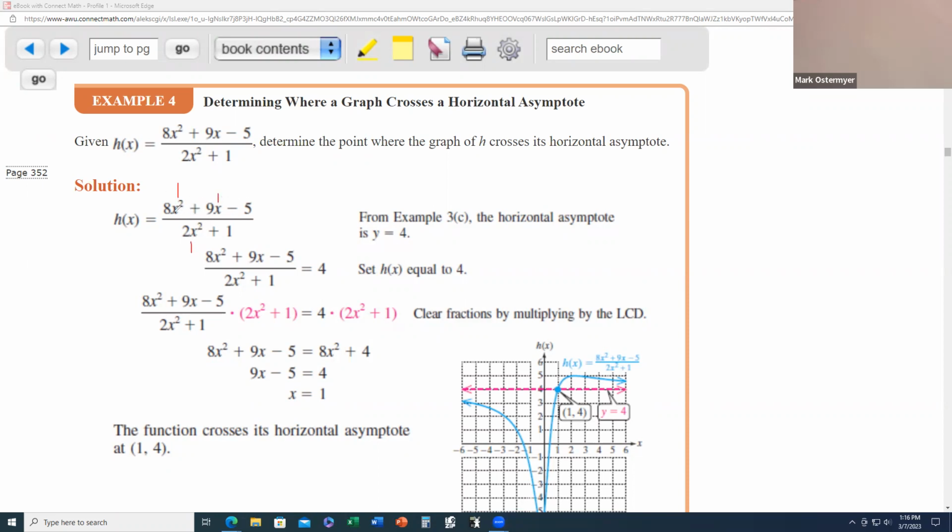Okay, so you're going to have 8 times 1 squared plus 9 times 1 minus 5. That's going to give us what? 12 for the numerator. And then you put 1 in for the denominator. 2 times 1 squared is 2 plus 1 is what? 3. 12 divided by 3, you got it, is equal to 4. So that's the y coordinate of this point of intersection between the graph and the horizontal asymptote, 1, 4. Are we seeing how we found that point of intersection here? As laid out as example 4 here.